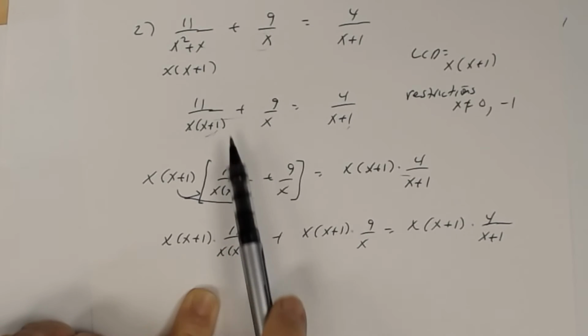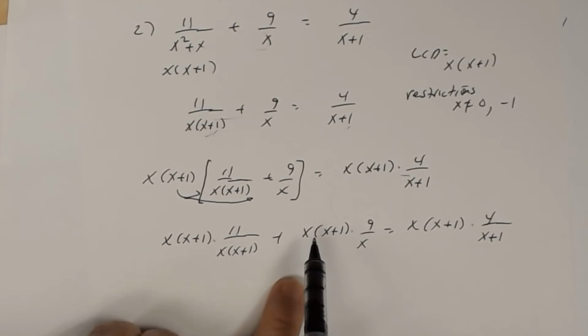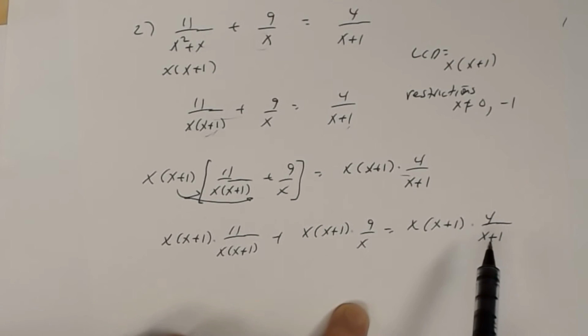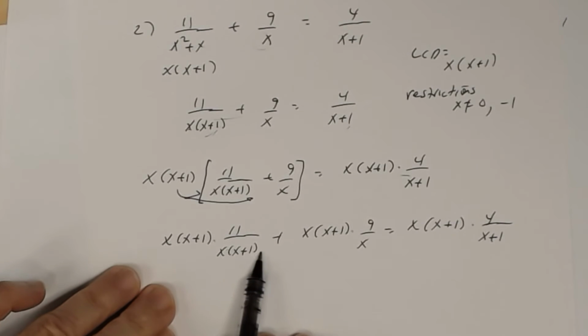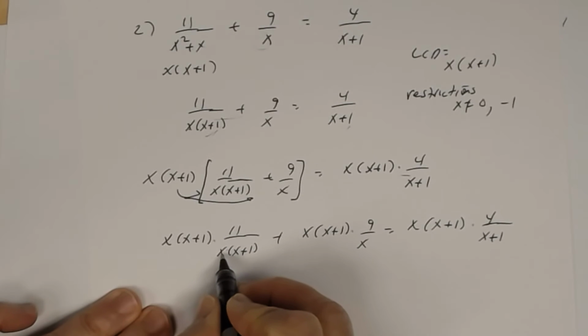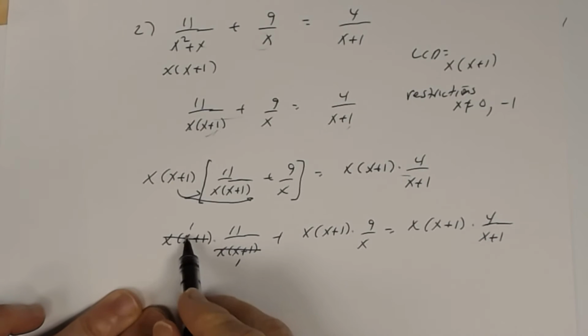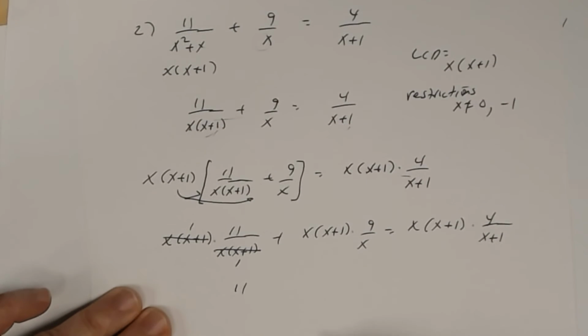So notice this is here, it's being multiplied by the LCD. This is here, it's being multiplied by the LCD. This is here, it's being multiplied by the LCD. At this point now, every denominator should be a factor of 1 when you reduce. So notice this is the same as this. So those divide out. So you get 1 times 11 is 11.